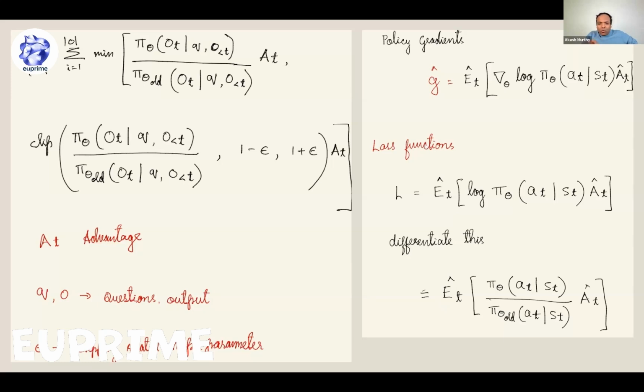And then the chain rule essentially tells you that you take one by the probability function, and then you multiply that with the differentiation of the actual thing which comes on top. So when you differentiate the loss function, you get a gradient function which is equivalent to the policy gradient that we had at the beginning.